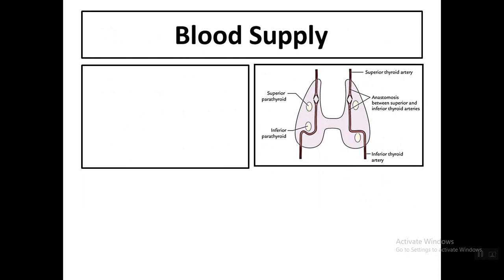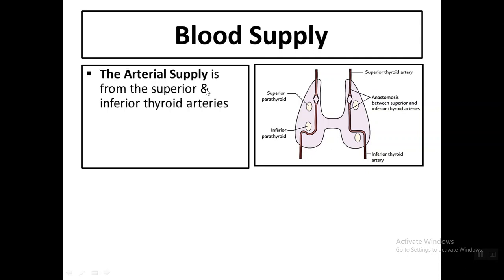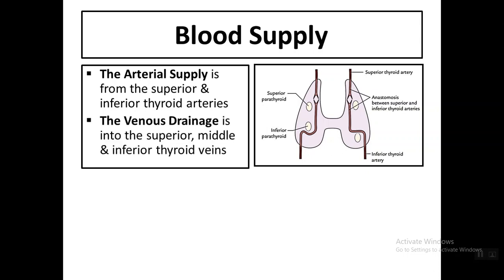What is the blood supply of the parathyroid? It is the same arteries that supply the thyroid. The arterial supply is from the superior and inferior thyroid arteries. And the venous drainage is into the superior, middle, and inferior thyroid veins, the same venous drainage as that of the thyroid gland.